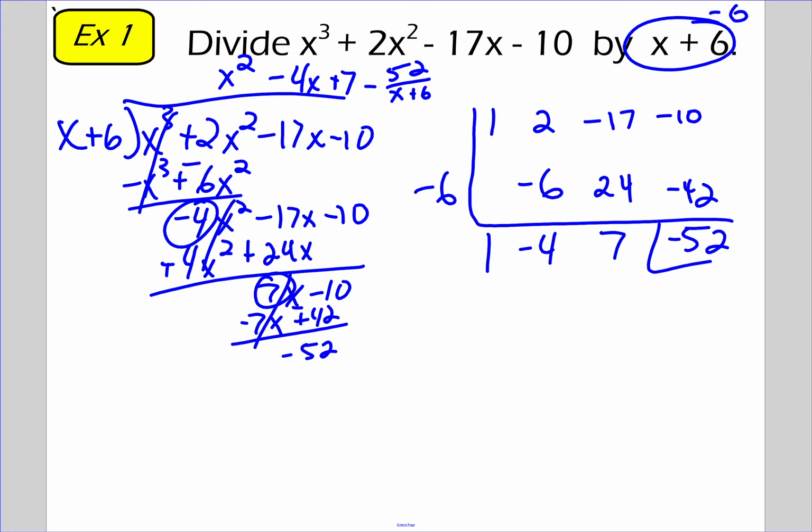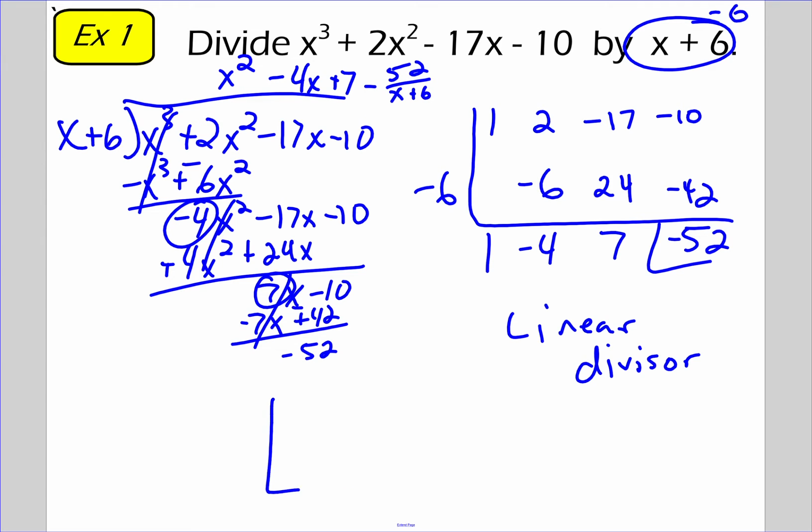So this provides a really quick way of doing division with a linear divisor. Again, this works with a linear divisor. All right, so you can try that.